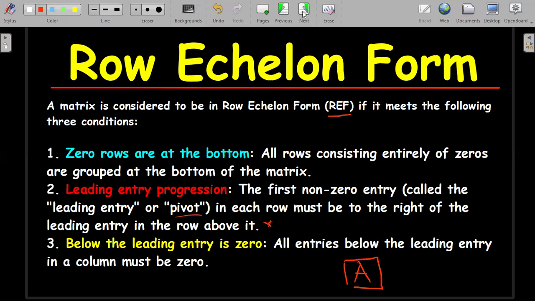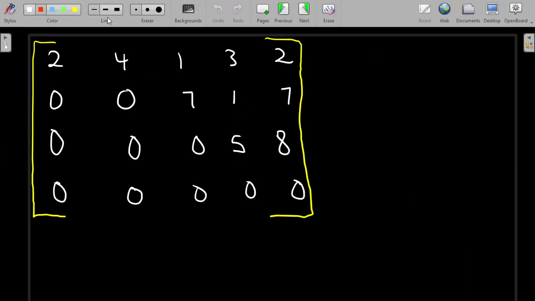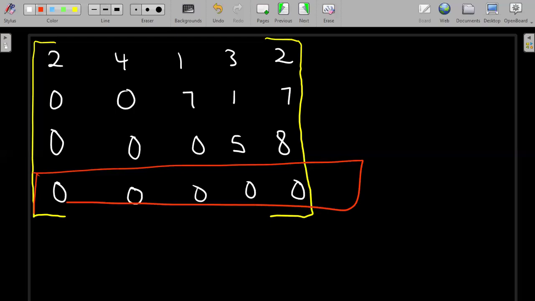So for example, here I have this matrix that you can see. On this matrix, remember our first condition: all the rows that consist entirely of zeros should be at the bottom. We can see that this row at the bottom has all zeros. So that is the first condition.